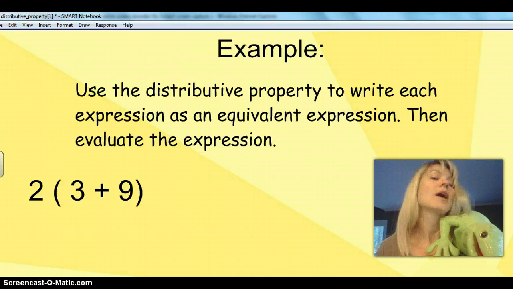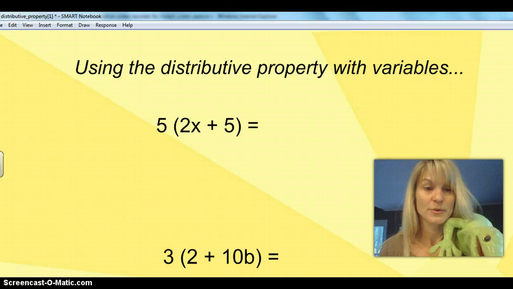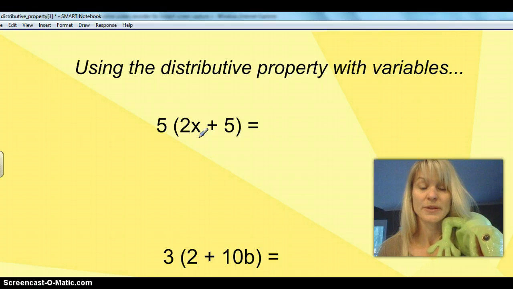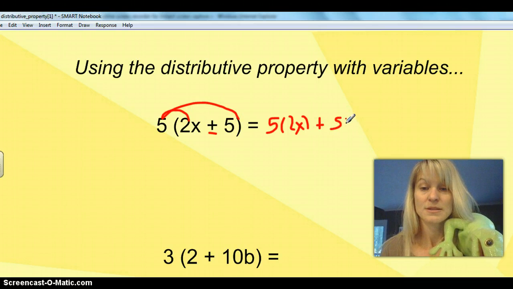Okay, so if we have this type of simple equation, of course you can add this and times by 2. But that does not work when we have variables because we don't know the value of the variable. So we're going to go over to here. Okay, so I want to simplify this. Most times when you have a problem like this, it'll ask you to simplify it, which means you want to multiply it out. So again, we have to multiply 5 times 2x. Then we bring the plus in, and then we multiply 5 times the 5.